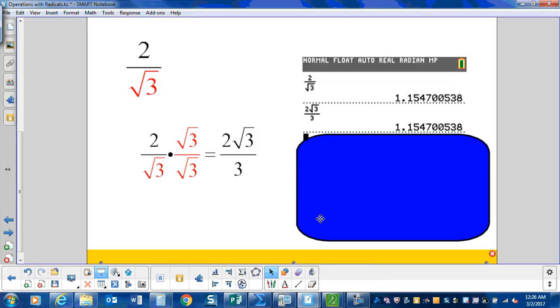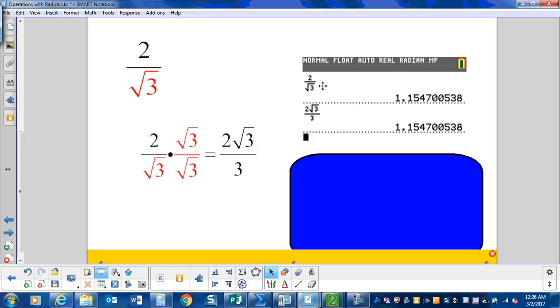And we can see that these are two equivalent amounts. 2 divided by the square root of 3 is the same as 2 times the square root of 3 over 3. The second form, though, is considered simplified, or the denominator is rationalized. So we're going to be doing that.